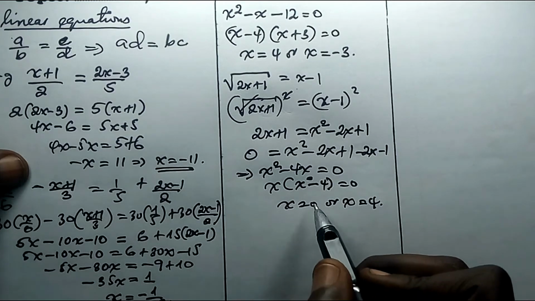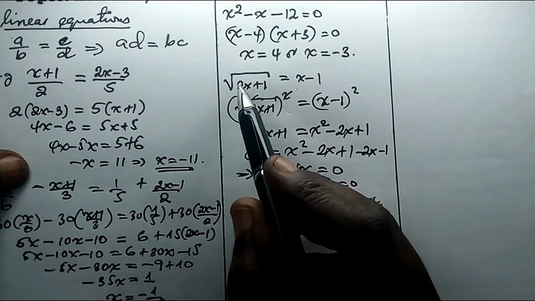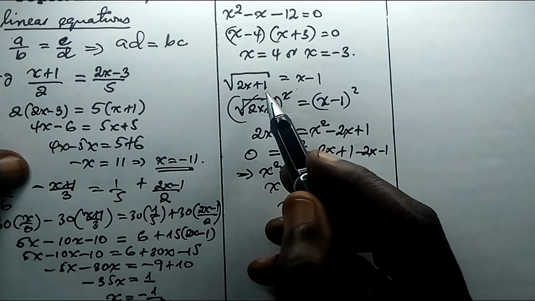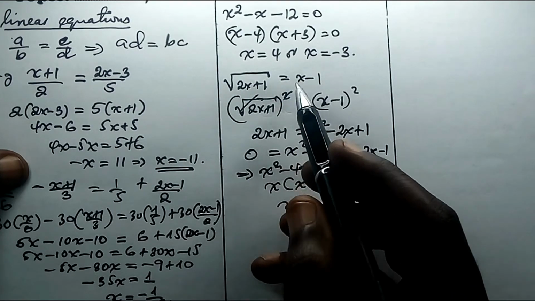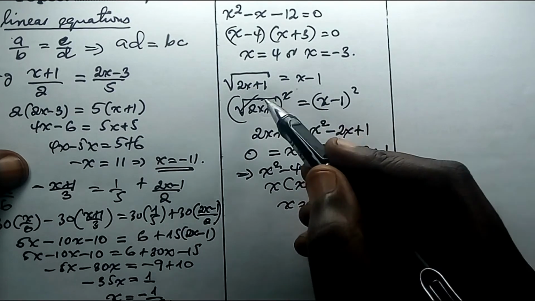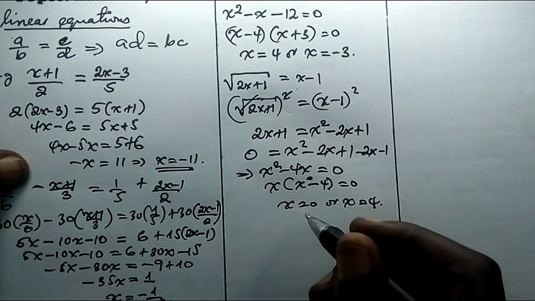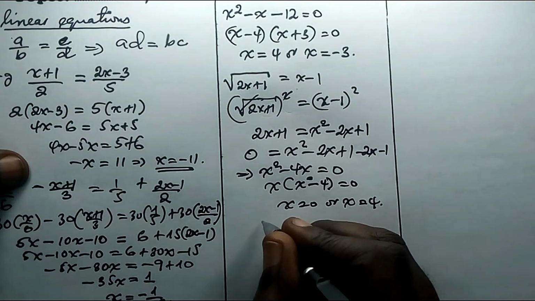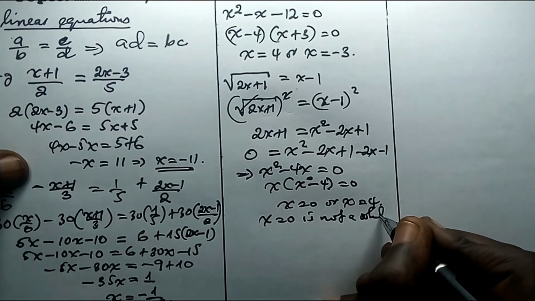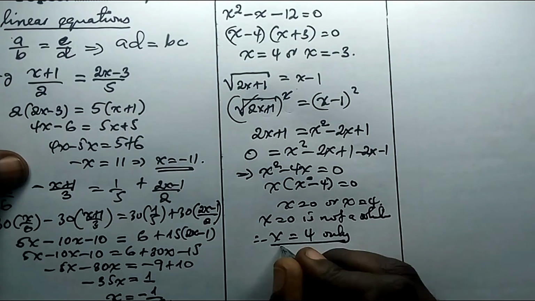If I take, for example, 0, the substitution of 0 for x on the left hand side will give me the square root of 0 plus 1, which is 1, and the square root of 1 should be equal to 1. But instead, when I substitute 0 on the right, it gives me negative 1. The square root of 1 cannot be negative 1. The square root of 1 is 1. And so x equals 0 is not a solution. So x equals 4 only. That's the only solution.